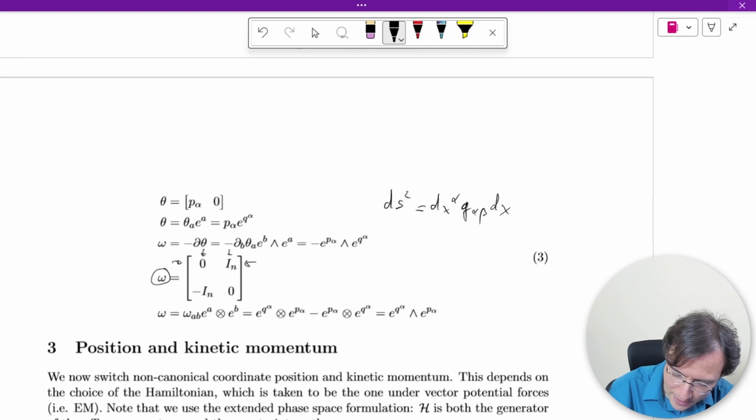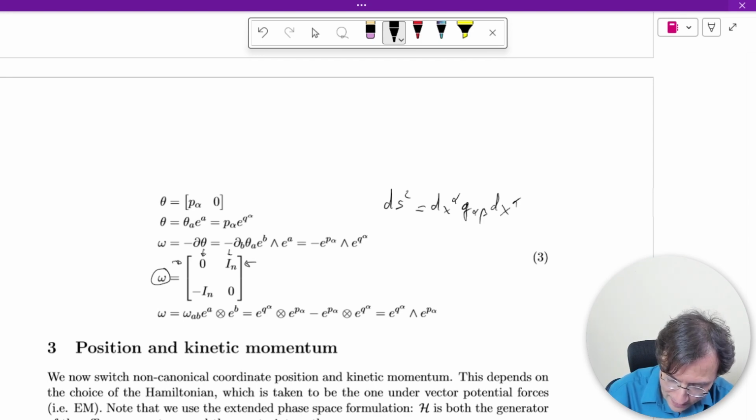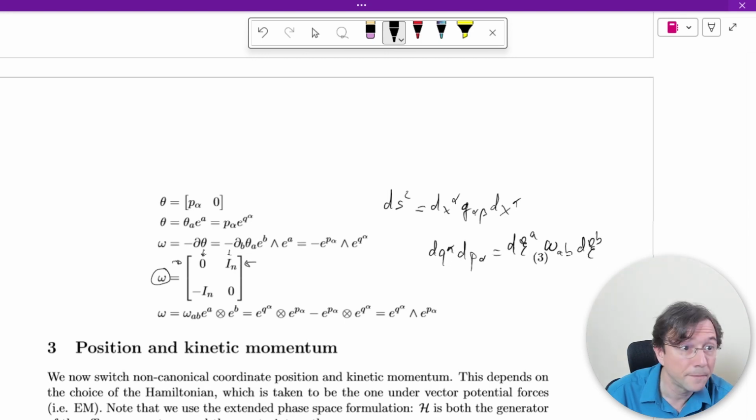So this would be essentially the square of the length of the line element. And in symplectic geometry you have something similar, which you typically write as something like dq alpha, in this case dp alpha. And you can imagine this as essentially becoming something like dx^c omega_ab dx^b.